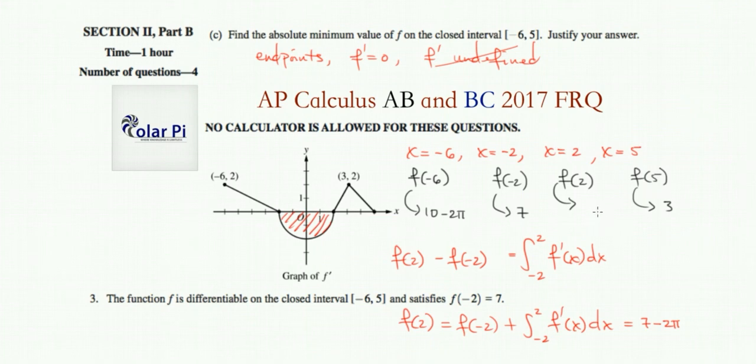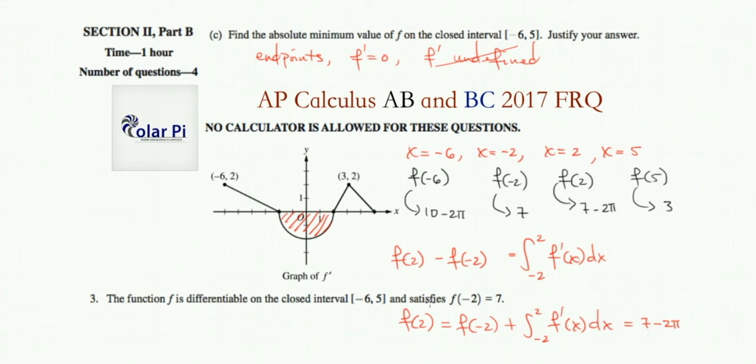So this is the smallest because 2 pi is about 6.28, right? Since pi is 3.14, and 7 minus 6.28, or this quantity, is definitely between 0 and 1, and all the others are bigger than that, right? So yeah, 7 minus 2 pi, and therefore our absolute minimum value of f is 7 minus 2 pi, and it's attained at x equals 2.